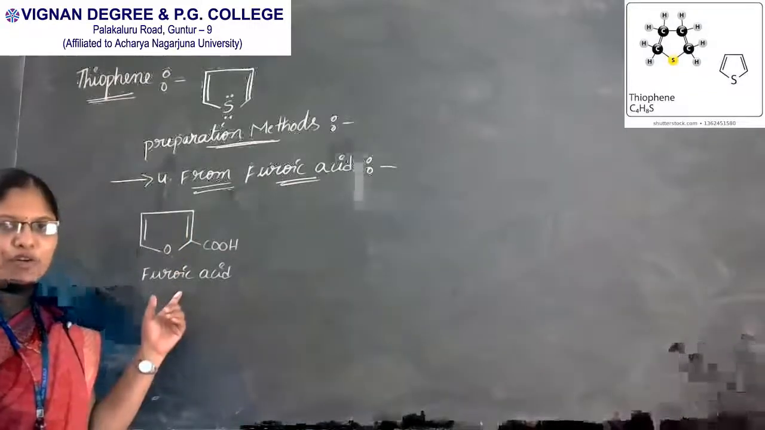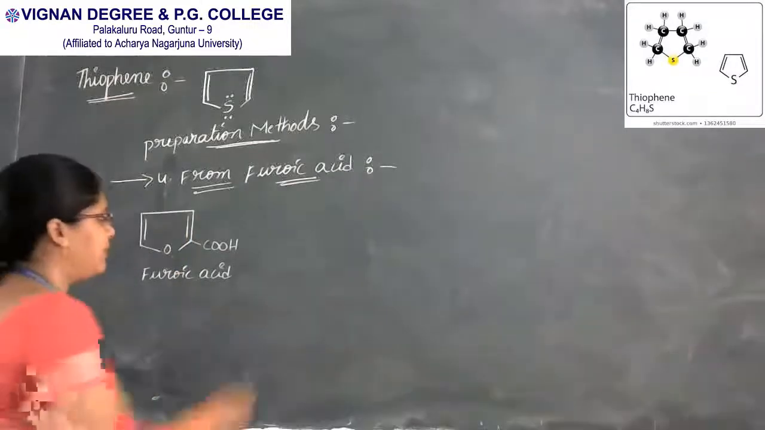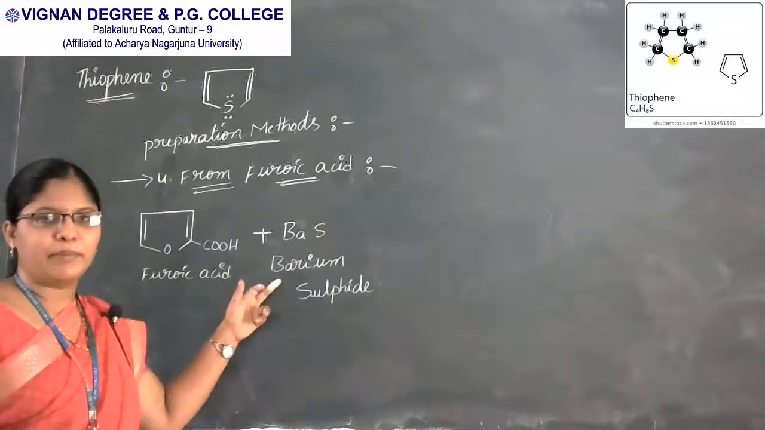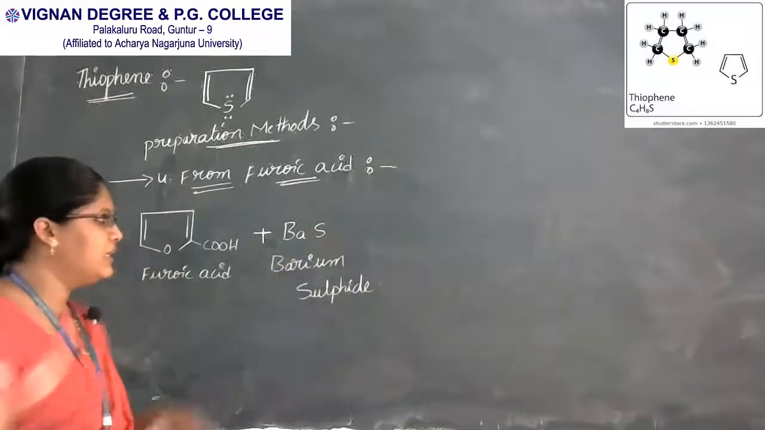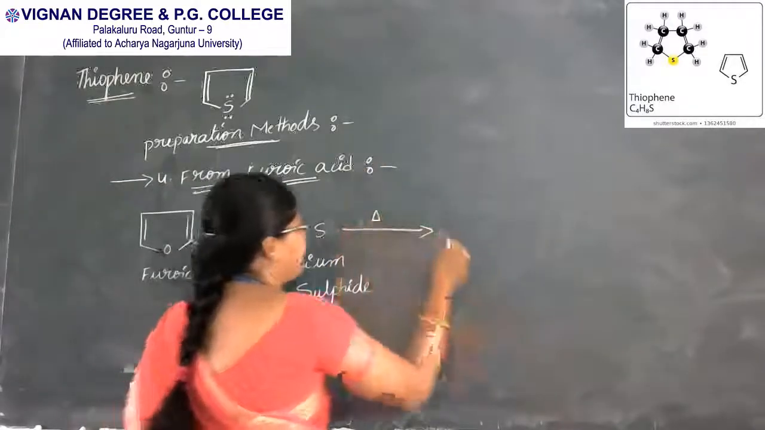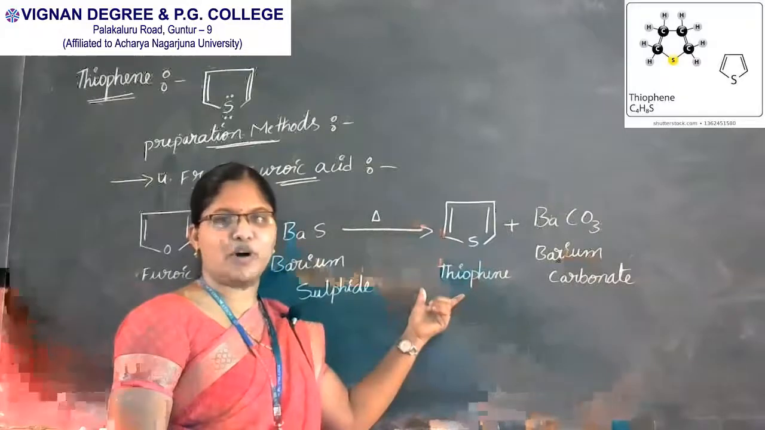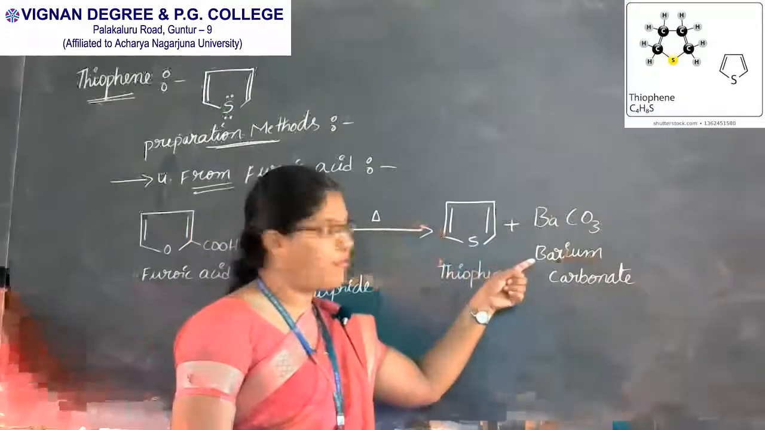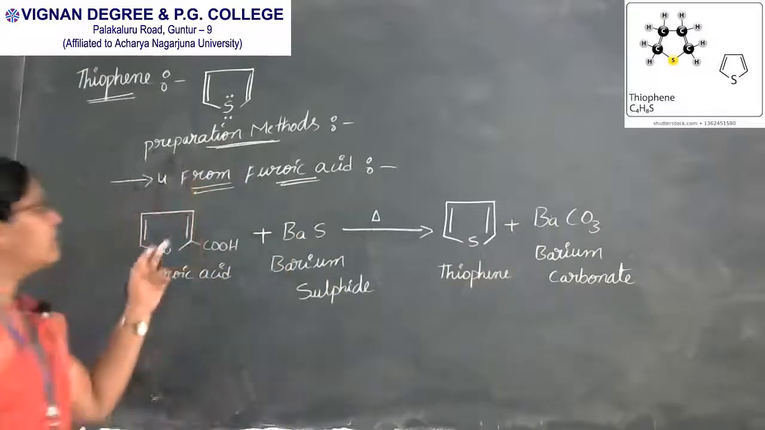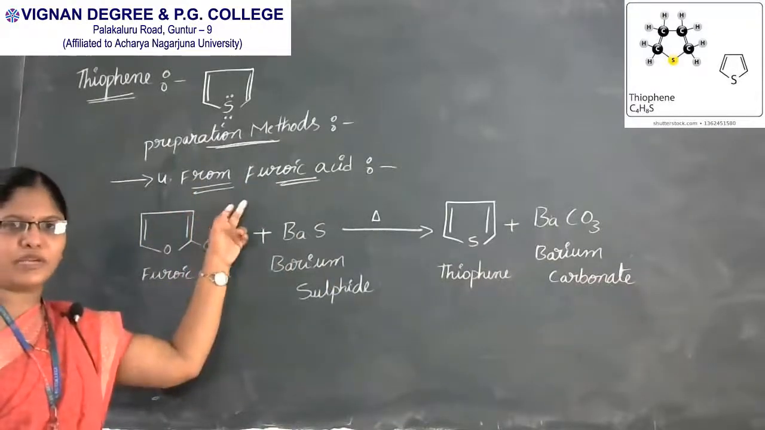This is the structure of furoic acid. It reacts with barium sulfide, and thiophene is formed by the elimination of barium carbonate. This is the fourth preparation method.